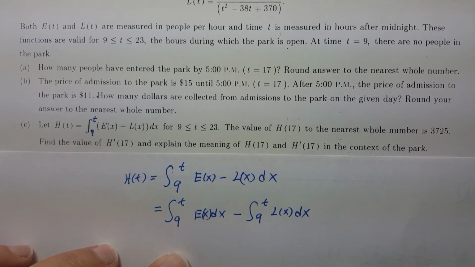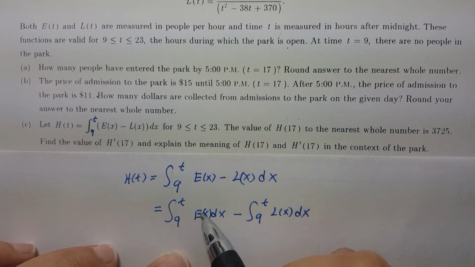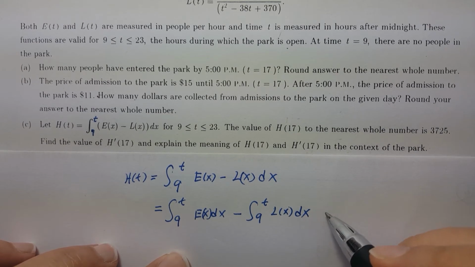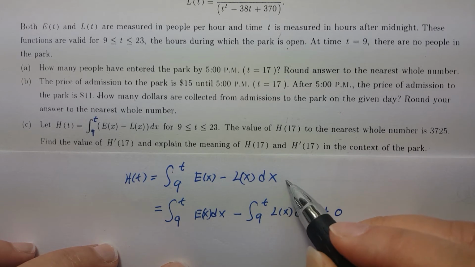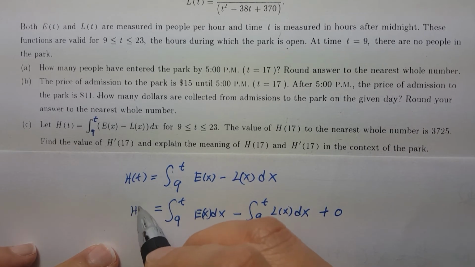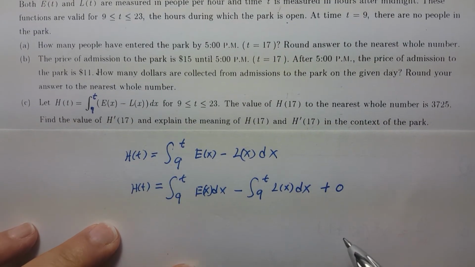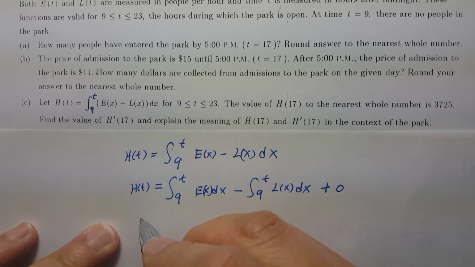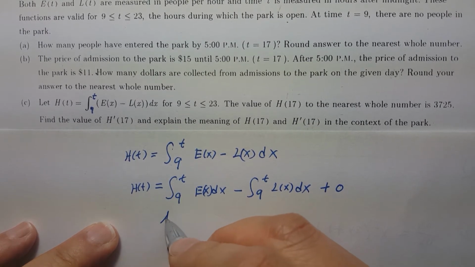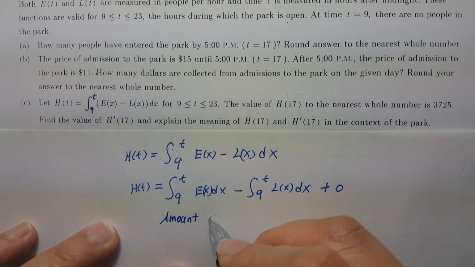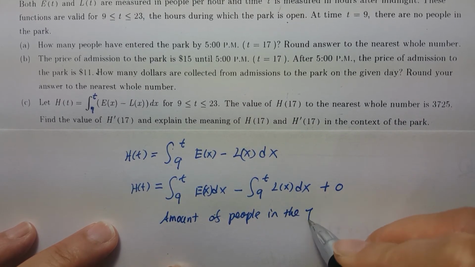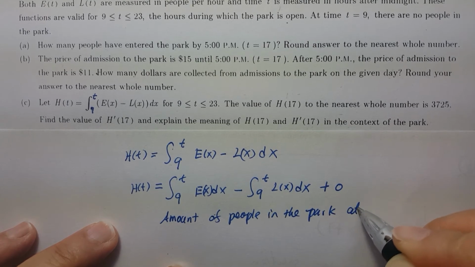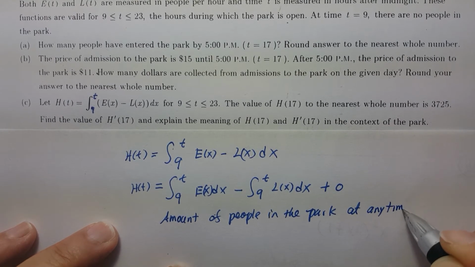So it means the amount that goes in, subtract the amount that goes out, and plus the initial amount that was 0. So that's why it did not show over here. So if you look at this, it basically means h(t) represents the function of the amount of people in the park at any time t.